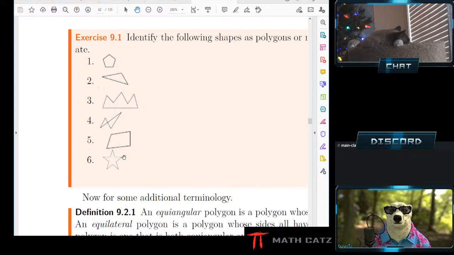And then number 6, so let's count the sides here. 1, 2, 3, 4, 5, 6, 7, 8, 9, 10. That is a decagon, even though it doesn't look like it. You want to call it a star? Star is not technically the name of a polygon.